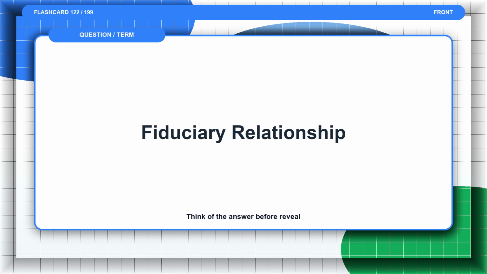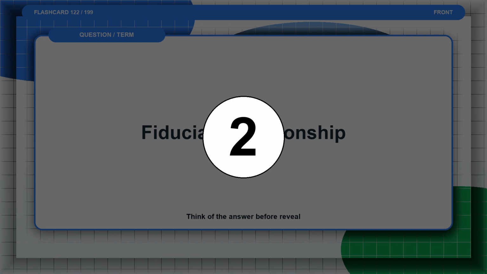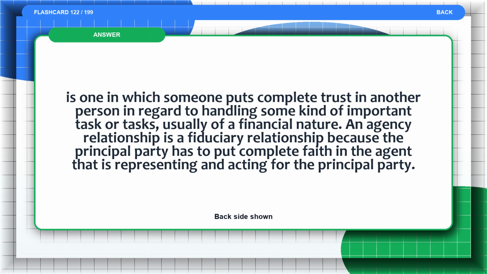Flashcard 122. Fiduciary relationship. Pause and think of the answer before the reveal. The answer is: one in which someone puts complete trust in another person in regard to handling some kind of important task or tasks, usually of a financial nature. An agency relationship is a fiduciary relationship because the principal party has to put complete faith in the agent that is representing and acting for the principal party.